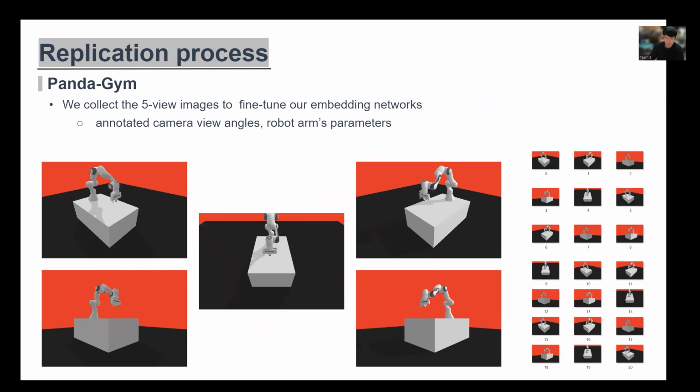To this end, first we collect 5-view images to construct the training datasets. Since we need to train our embedding network, we collect a dataset to train embedding networks. As you can see here, we collect images of each view in a synchronized manner. This dataset will be used for fine-tuning our ASN.